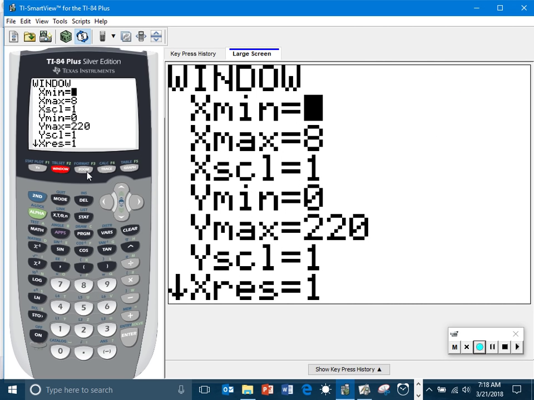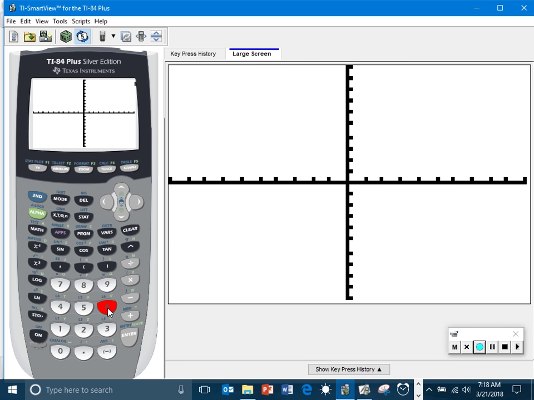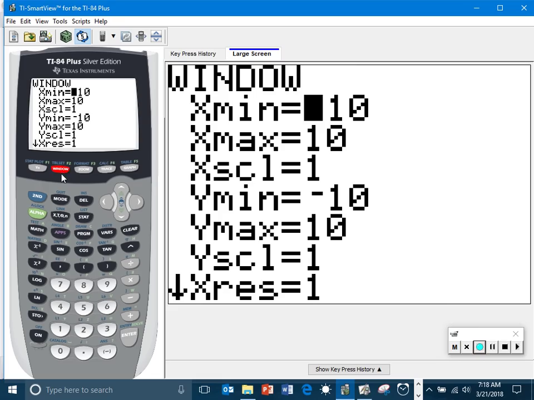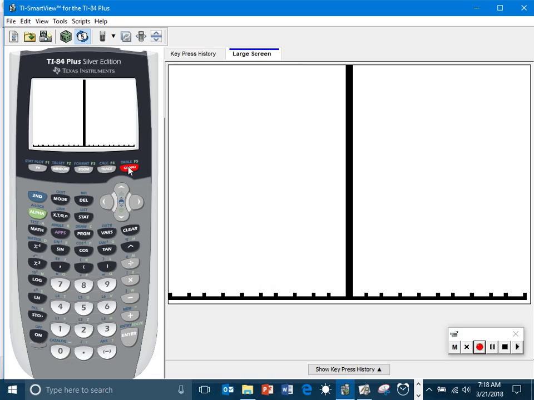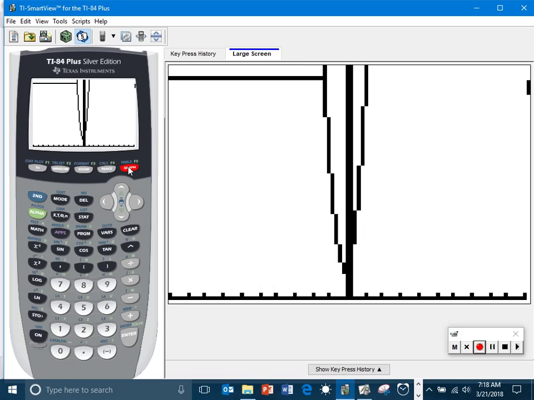Okay, well, let's first do this. Go ahead and do the zoom 6, puts it back to normal. You're not going to see anything. And then window, and we're going to change our Y maximum to 20,000. And graph. So here comes the parabola. And here comes the $18,993.